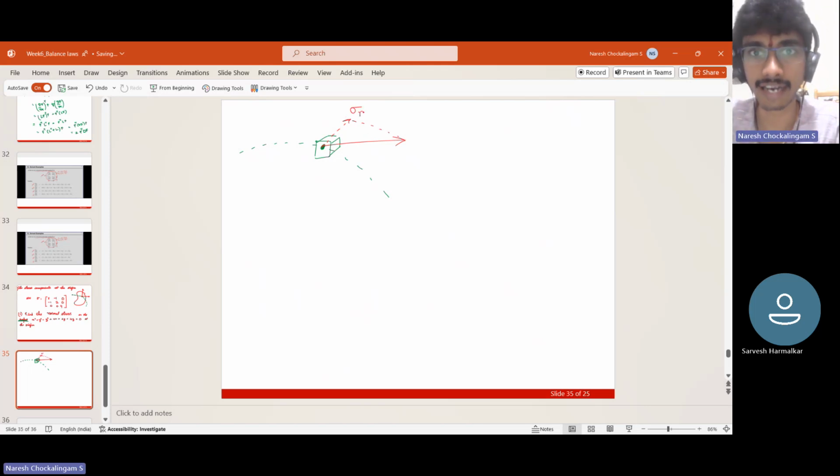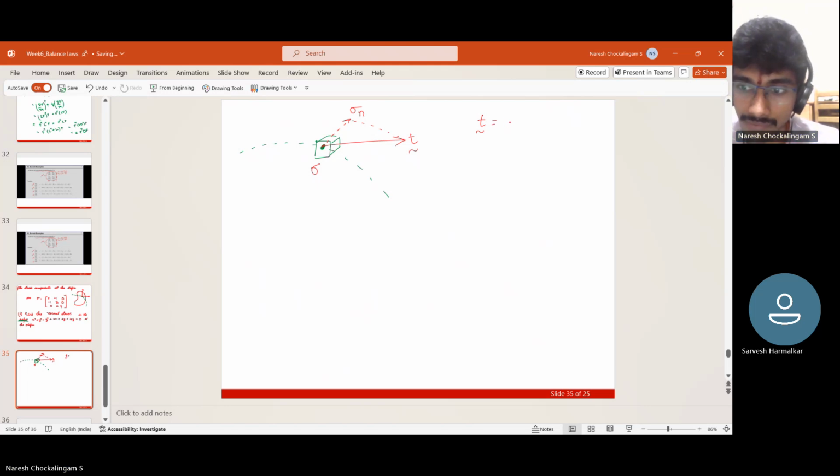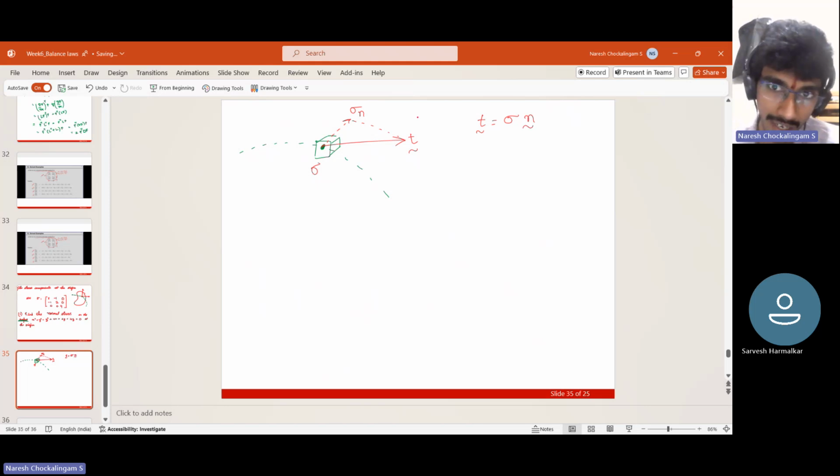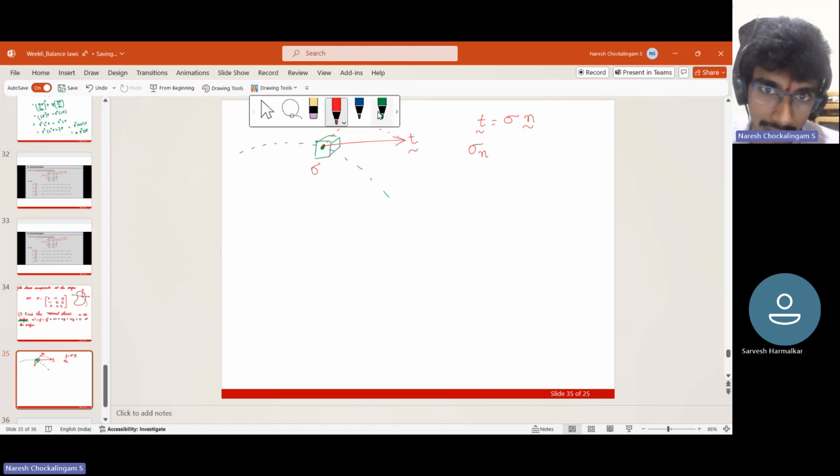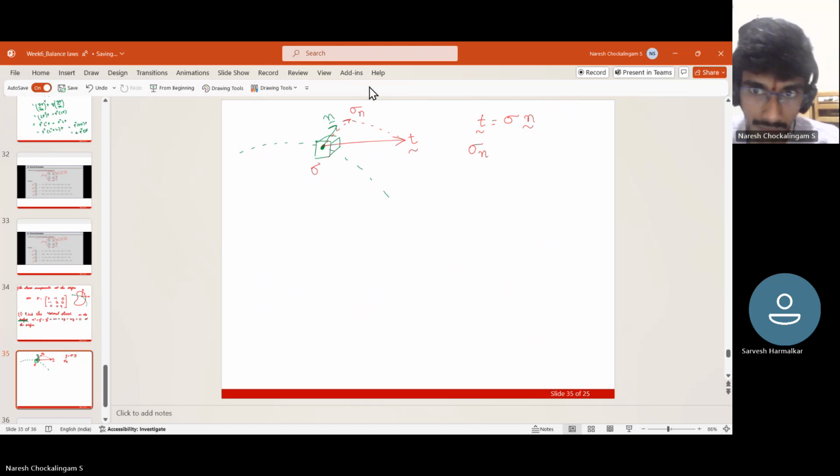Okay. So this is the normal. Let us call it sigma n. And this is the traction vector t. And you have a stress sigma. So how is t related to sigma? This you should know by now. T is equal to the stress tensor acting on the normal n. Okay. And what is the normal component of traction? So the surface has got a small unit normal here, which is n. And you have a vector.